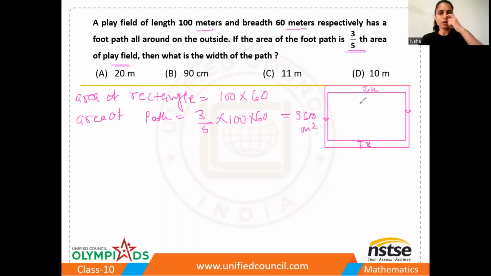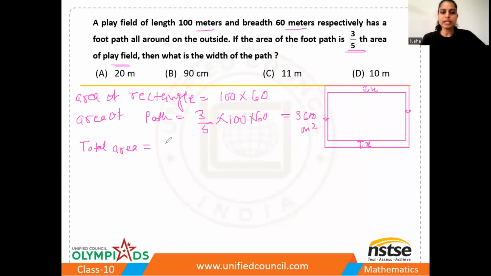Alright. Now I have to find the width of the path. Okay, width of the path. So including the path, now what I'm doing, I'm just trying to find the area of the field including the path. Right. So including the path, the total area will be what? This is x. This is x. So let's suppose this is x. This is x. So it is 2x. That means it is increasing 2x in the length and 2x in the breadth.